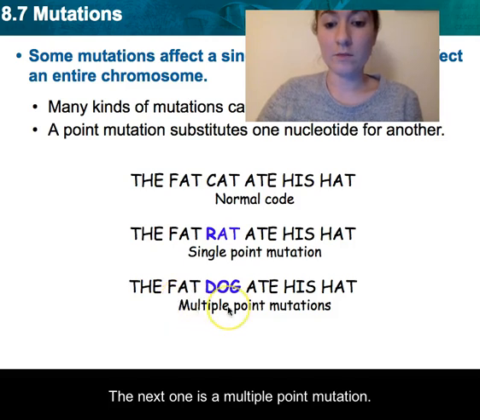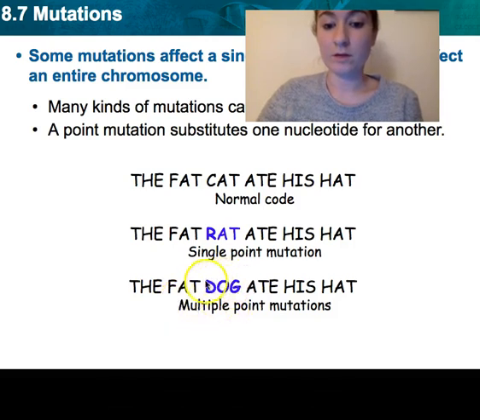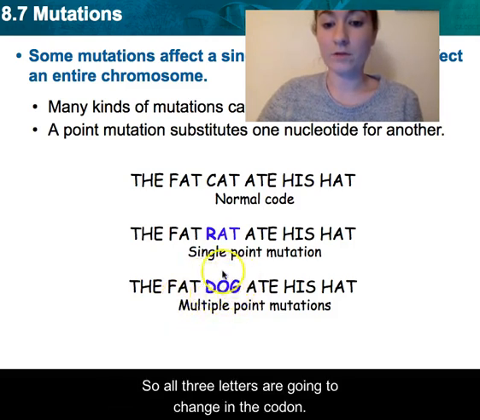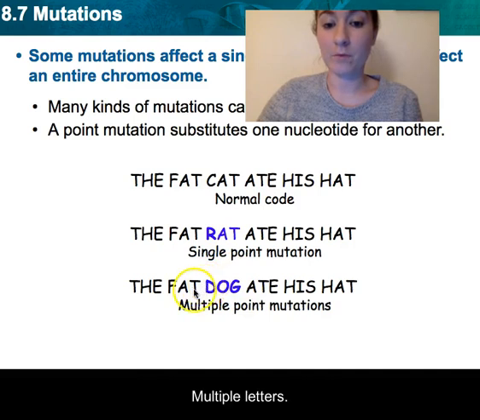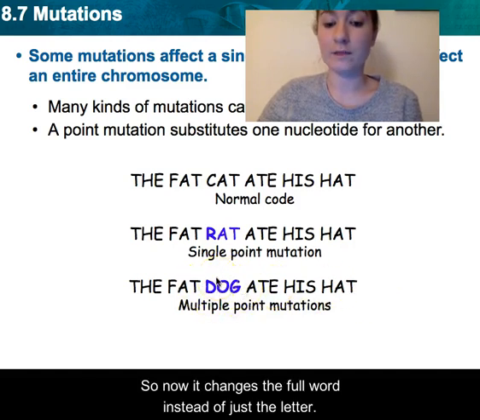The next one is a multiple point mutation. So all 3 letters are going to change in the codon. Multiple letters. The fat dog ate his hat. So now it changes the full word instead of just the letter.